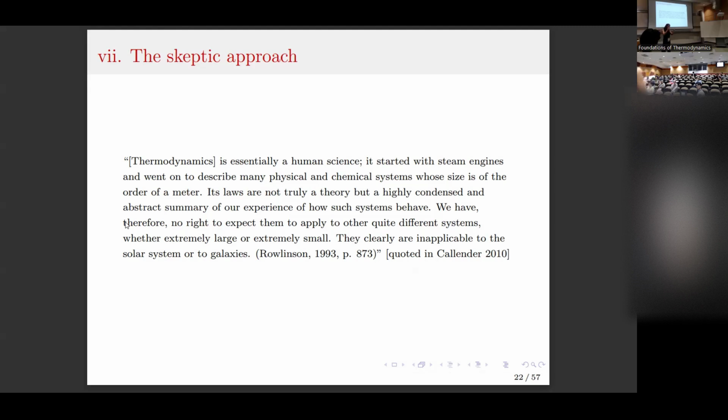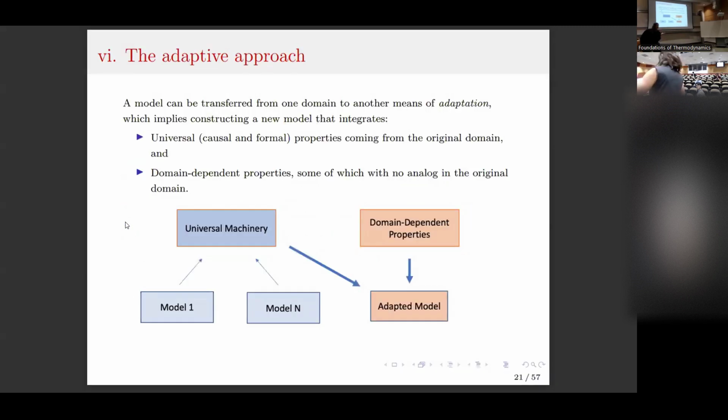So this is the idea that we should just stop trying to apply statistical mechanics everywhere, and we should just take a step back and recognize certain crucial disanalogies between the typical domain of statistical mechanics and the new domain. As I said, what I will try to do is to put forward the previous approach that I call the adaptive approach.